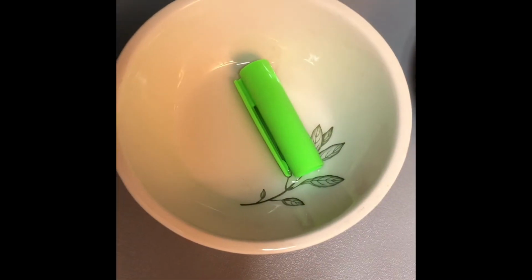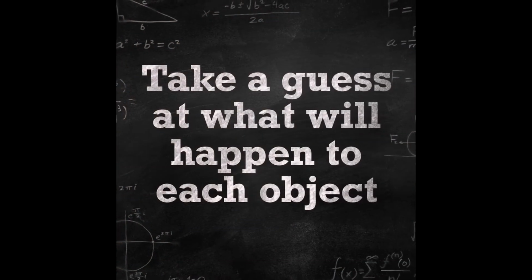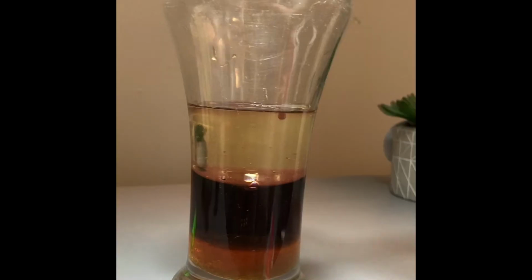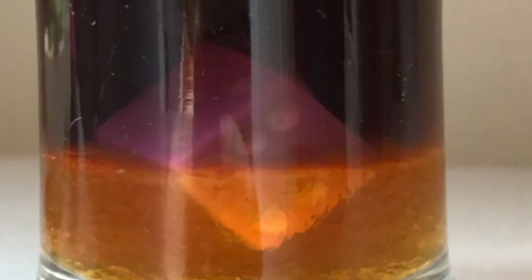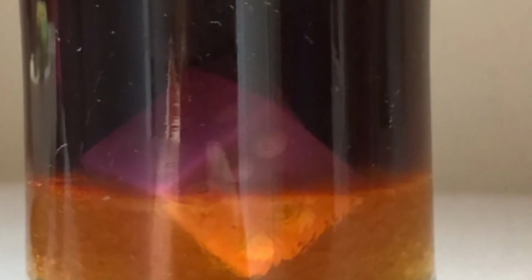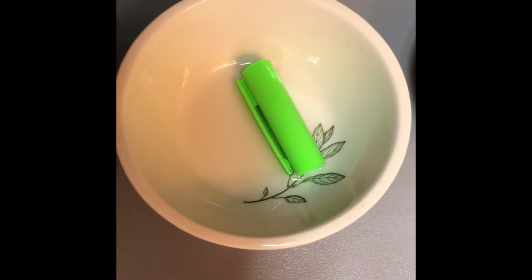And now comes the fun part, dropping the materials into the jar. But first, take a guess at what will happen to each object. The first object I dropped in my jar was a dye. It's floating between the two layers because it's less dense than the honey, but it's a little more dense than the water. Next, I dropped in my highlighter cap.